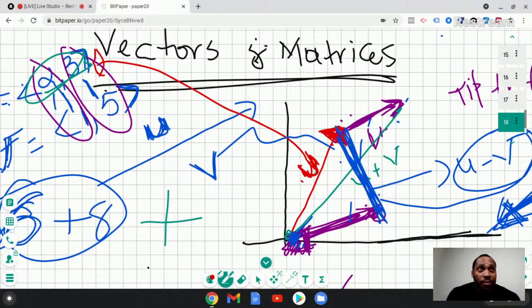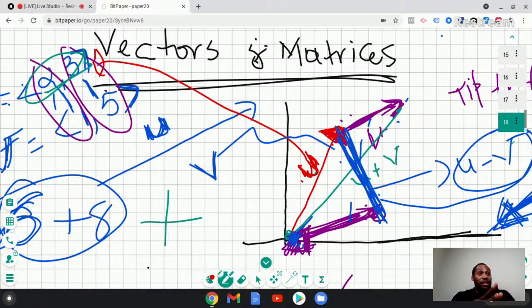So now we're going to shift gears a little bit. Now we're going to talk about matrices. A matrix is basically a set of numbers arranged in rows and columns to make a rectangular shape. You can have a 3 by 4 matrix or a 3 by 3 matrix. When I say rectangular, it could be a square too. A square would be considered a special case of a rectangle.